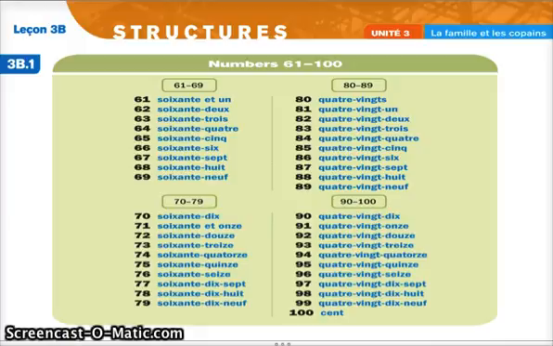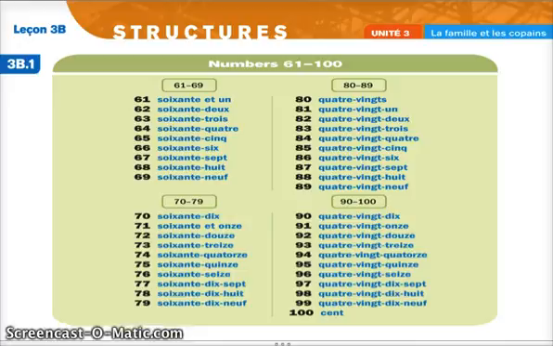In the 70s, the 60s continue. The equivalent of 70 is soixante-dix, or 60-10. The equivalent of 71 is 60-11. The equivalent of 72 is 60-12, and so on. All the way through 79, this will happen, where this is the equivalent of 60-19.